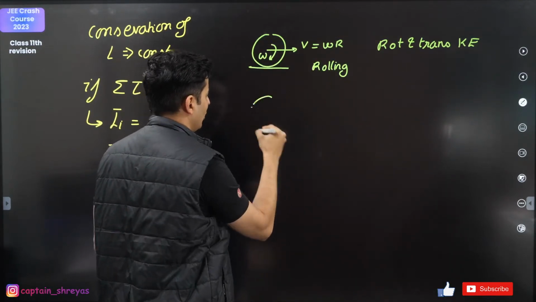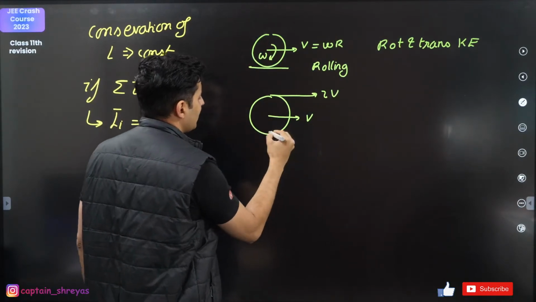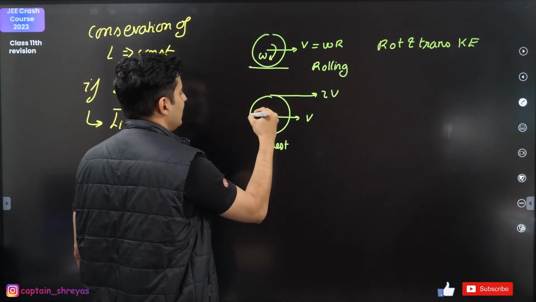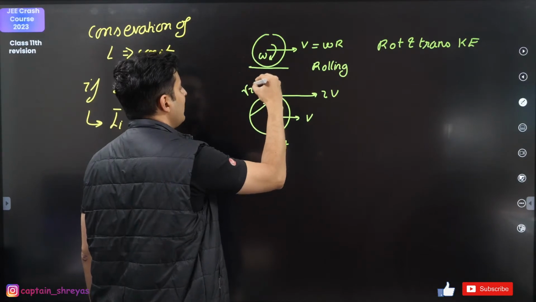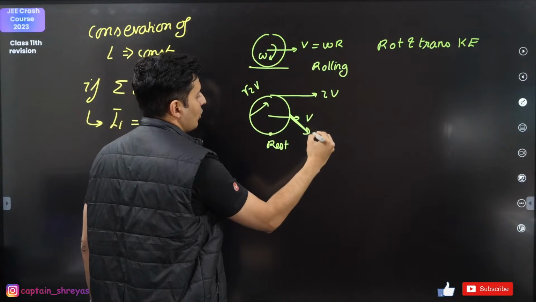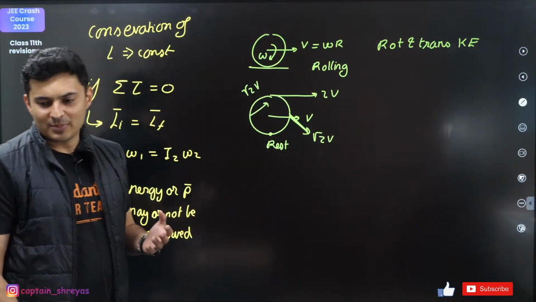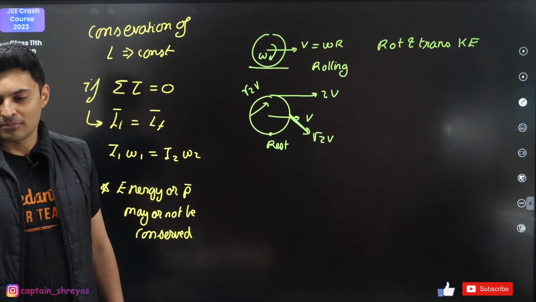Also, in such a rolling body, this point has V speed, this has 2V speed, this is at rest, this has root 2V speed, this point has root 2V speed, and so on and so forth. So different points have different speeds, something which you should be knowing about.